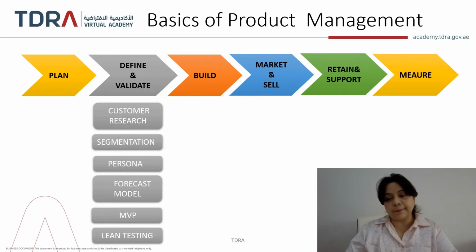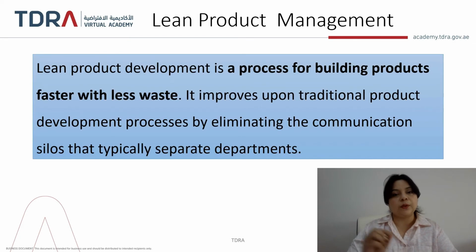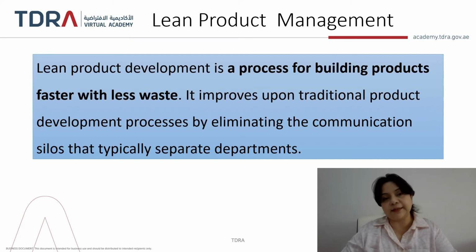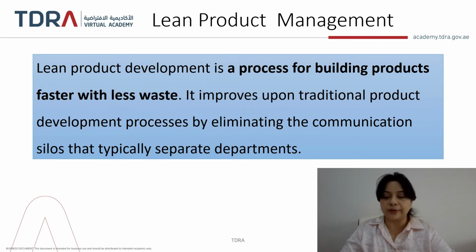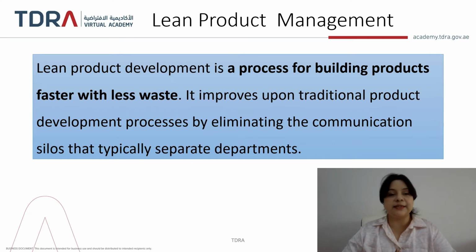Let us now understand what lean product management is. To understand lean product management, we have to understand a few models, and we will go into that as we progress into the program. Let us first understand what exactly lean means. Lean product development is a process for building products faster with less waste. It improves upon traditional product development processes by eliminating the communication silos that typically separate all the departments.